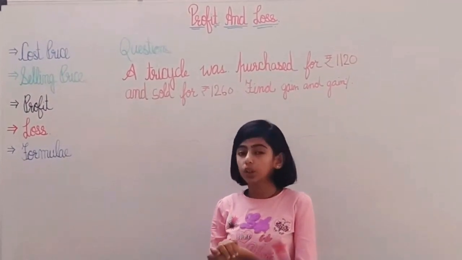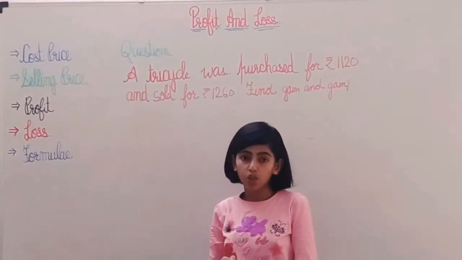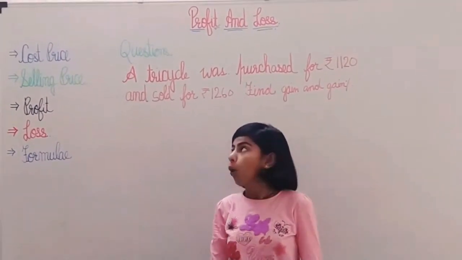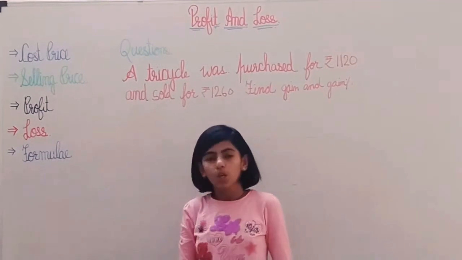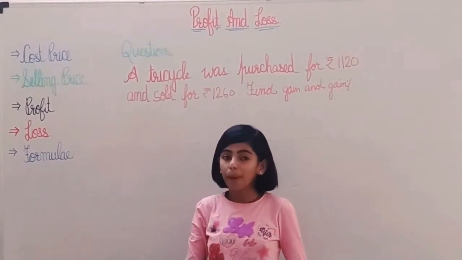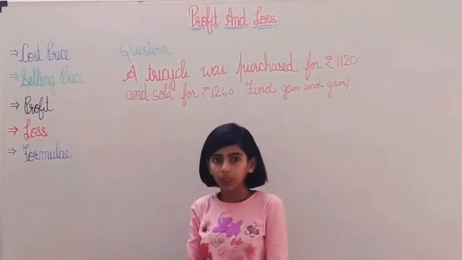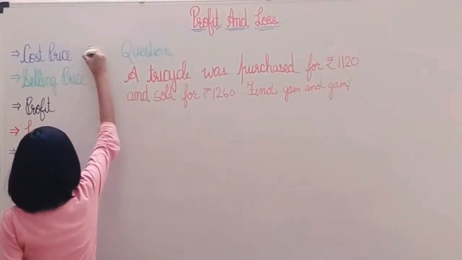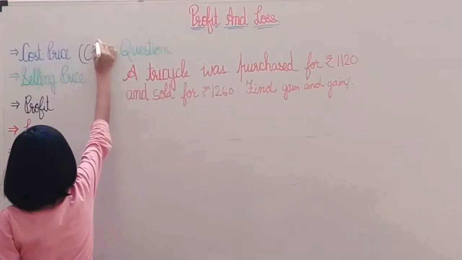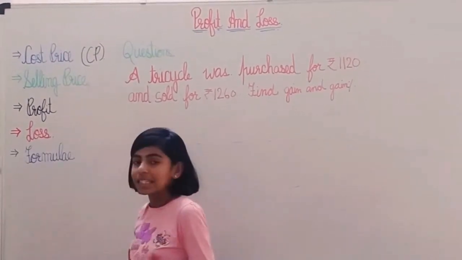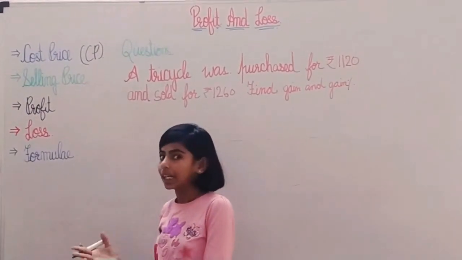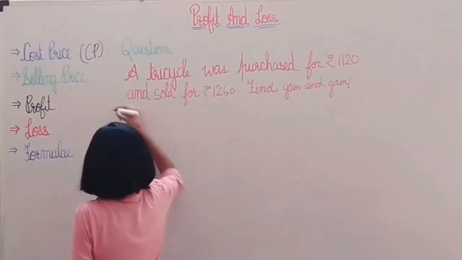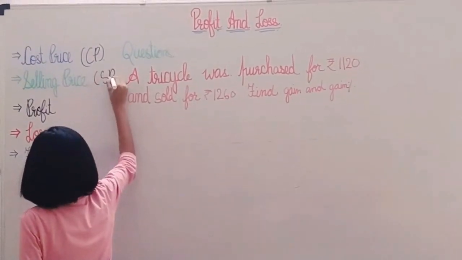To define profit and loss, we require two terms. The first is cost price. So, what is a cost price? The price at which an article is purchased is known as cost price. It is written as CP. And selling price is the price at which an article is sold, written as SP.